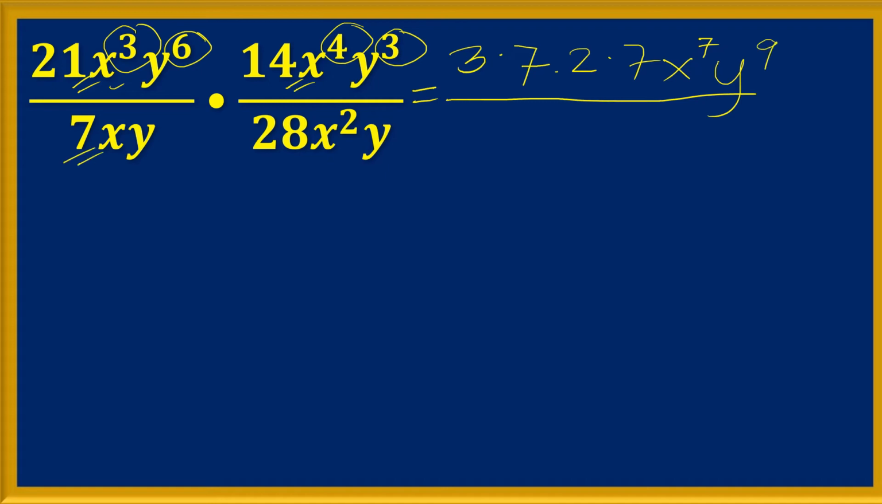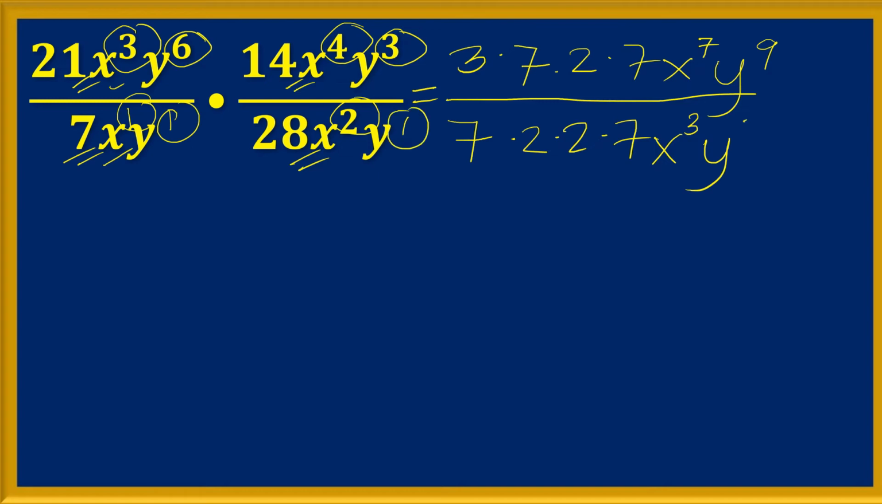Then factor of 7 is 7. Times factor of 28 is 2 times 2 times 7. Then base natin is x and x squared. So may 1 tayo dito. So 1 plus 2 is equals to 3. So x cubed. Then we have a base of y. We have 1 exponent here and 1 exponent. So 1 plus 1 is equals to 2.